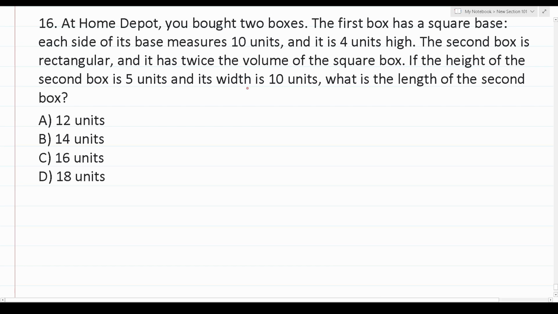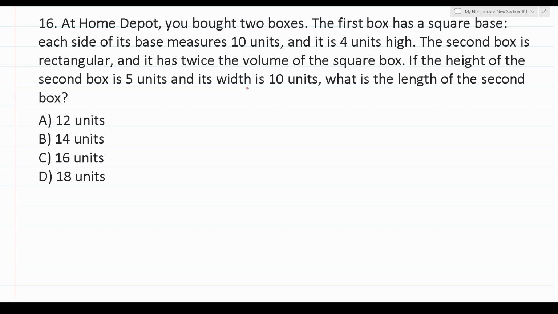Number 16 says, at Home Depot, you bought 2 boxes. The first box has a square base. Each side of its base measures 10 units, and it is 4 units high. The second box is rectangular, and it has twice the volume of the square box. If the height of the second box is 5 units and its width is 10 units, then what is the length of the second box?